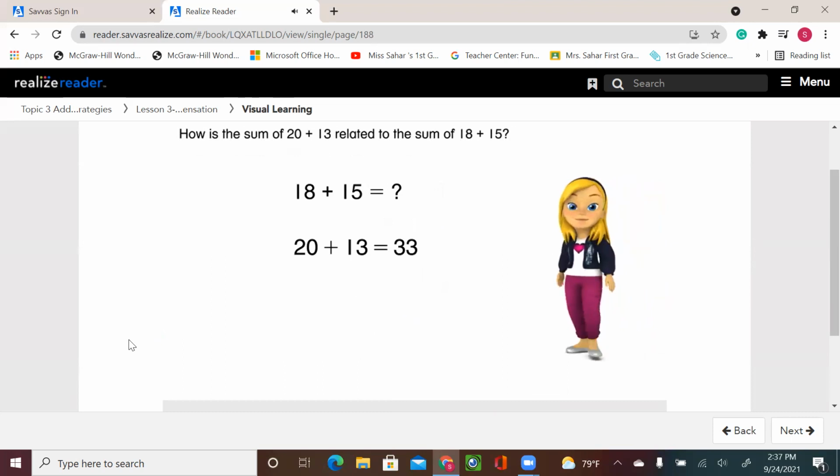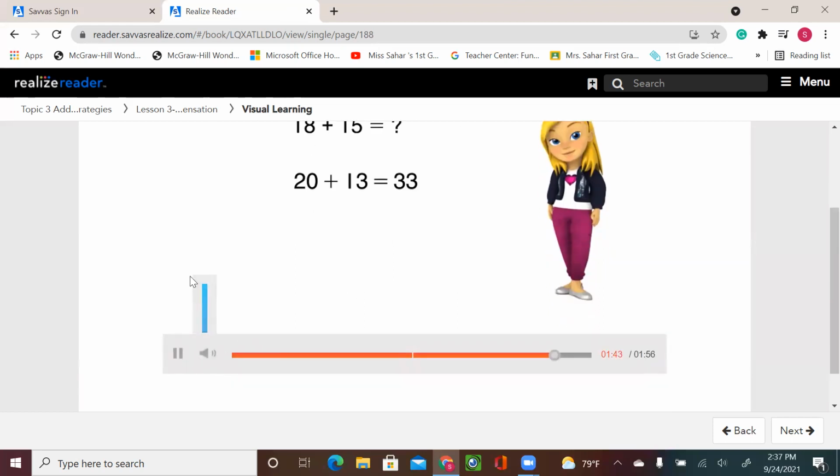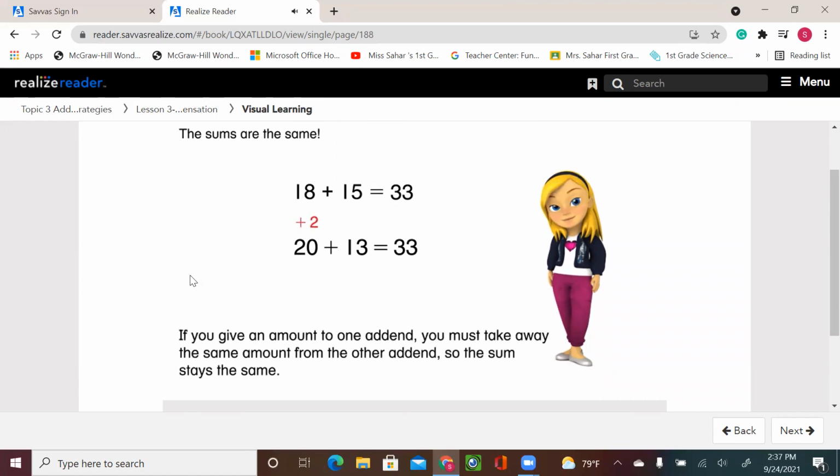How is the sum of 20 plus 13 related to the sum of 18 plus 15? We just explained that we took 2 from the ones in the second addend, and we added it to make 20, to have a complete 10 frame. And then we add. The sums are the same. If you give an amount to one addend, you must take away the same amount from the other addend, so the sum stays the same. And that's exactly why our answer is the same, because we took this 2 from the 5, and we added it to the 8. So I took it from this side and I added it to that side.